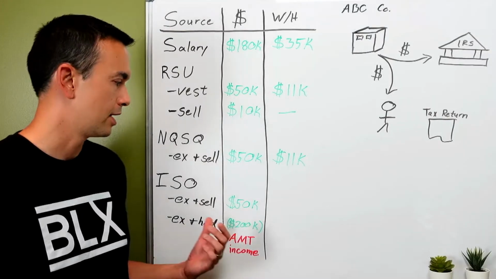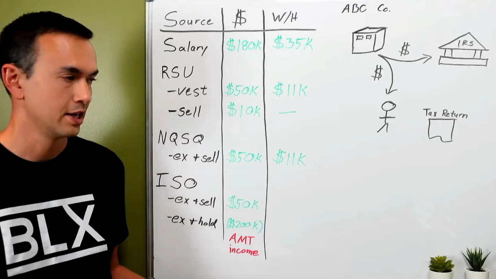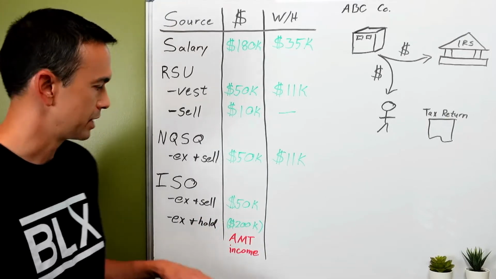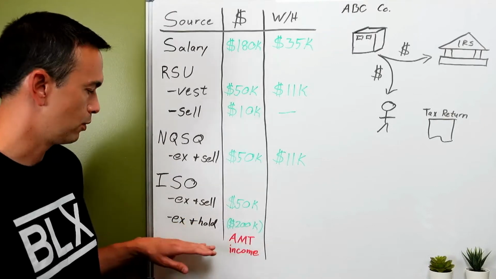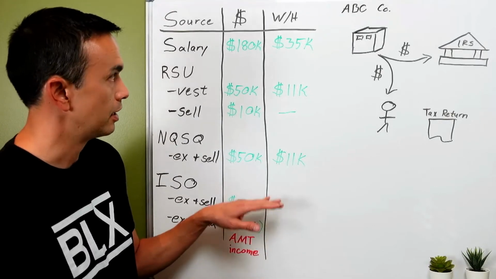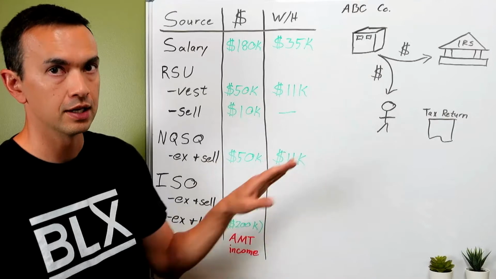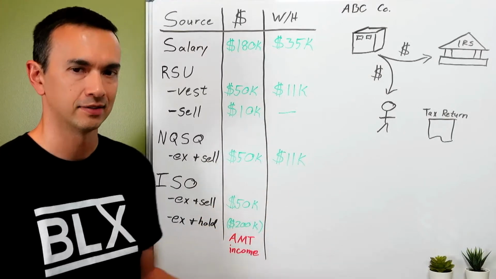The reason why it gets out of control with ISOs and where it gets people in trouble is because for incentive stock options, for both exercising and selling or exercising and holding, by default, your company isn't going to withhold any taxes at all.